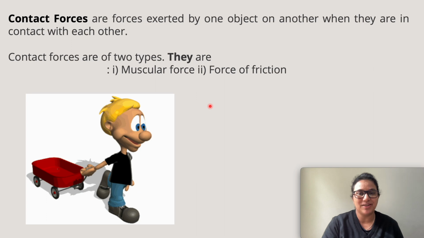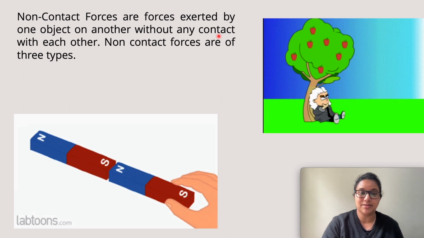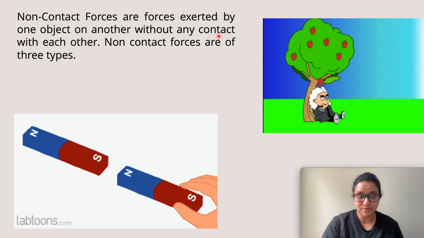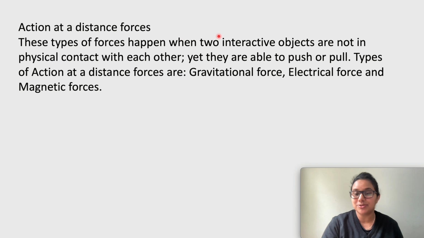We have discussed contact forces. But what are non-contact forces? Definitely it is the opposite of contact forces, right? So non-contact forces are the forces exerted by one object on another without any contact with each other. As I mentioned, these are of three types: magnetic forces, gravitational forces, and electrostatic forces. Non-contact forces are also known as action at a distance forces. So the types of action at a distance forces are gravitational, electrical, and magnetic forces.